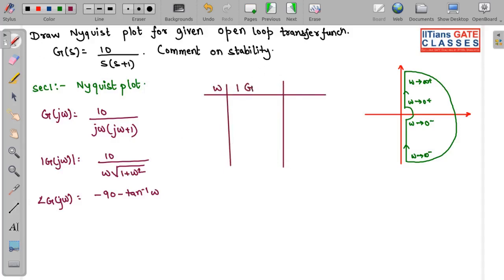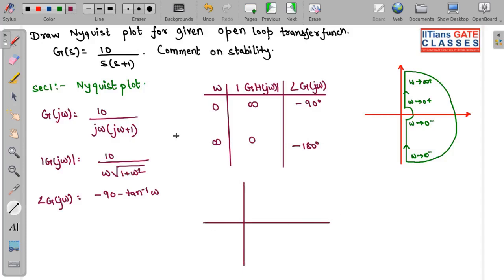over here we are going to write the magnitude, and over here we are going to write the phase. Okay, so this is from 0 to infinite. So at 0 this will be what? This will be infinite, and at infinite this will be 0. This is minus 90, minus 180 degree. So this will look something like this, your polar plot.